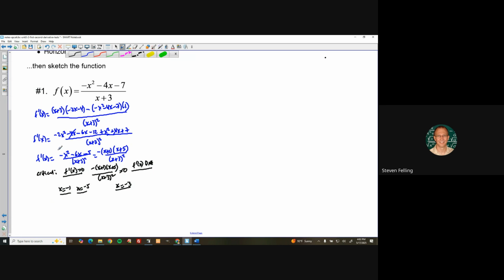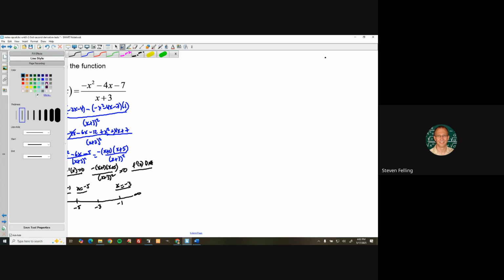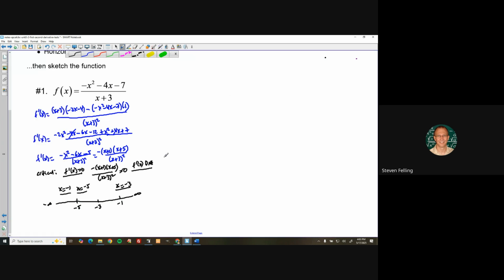Now I'm going to take the domain, which in this case would be all the numbers, from negative infinity to infinity, except for negative 3. And I'm going to split this apart. Negative 5 is the lowest of those values, then negative 3 and negative 1. And then I'm going to select some test values in each of these, and we will test them in this first derivative.